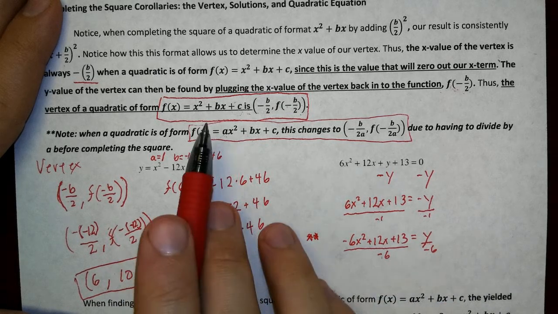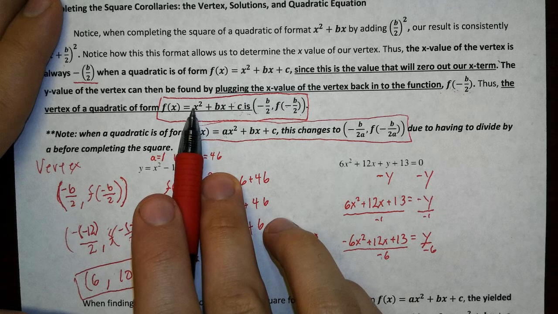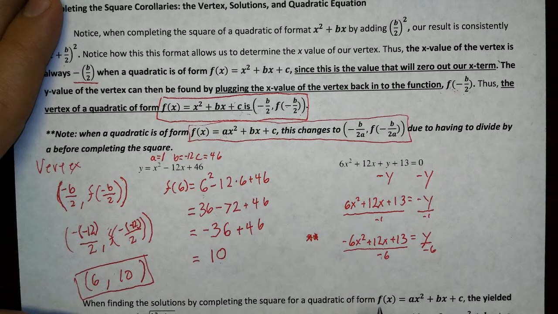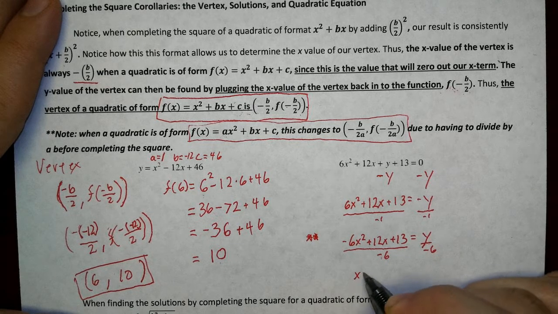So I'm going to choose to go back to this. This is kind of my home base. This is very easy for me to think about. So I will divide both sides by negative 6. I'll end up with x squared.